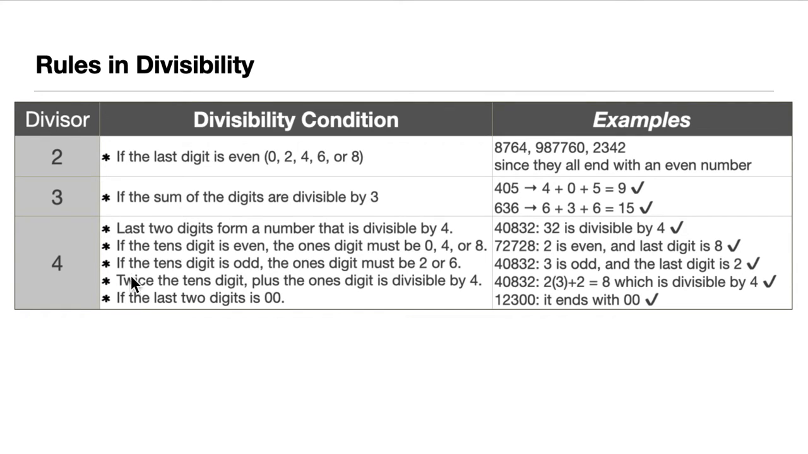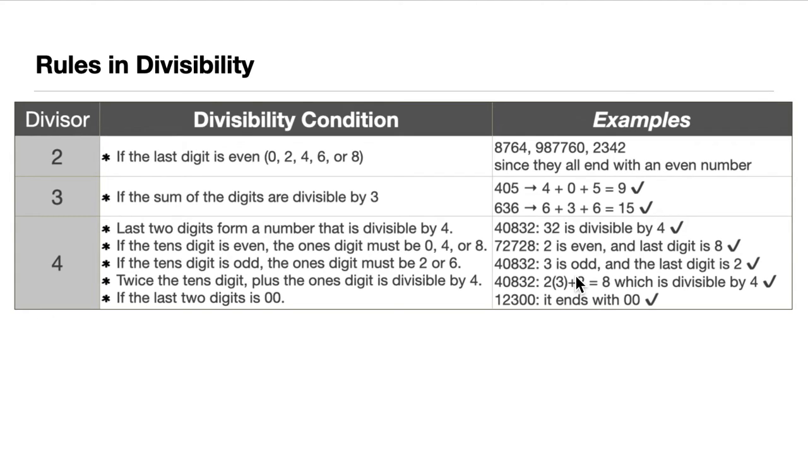Number 3 is the opposite of number 2. If the tens digit is odd, the ones digit must be 2 or 6 only. So for example, 40,832. The tens digit 3 is odd, and our ones digit is 2, which is on the list. So therefore, this is divisible by 4.